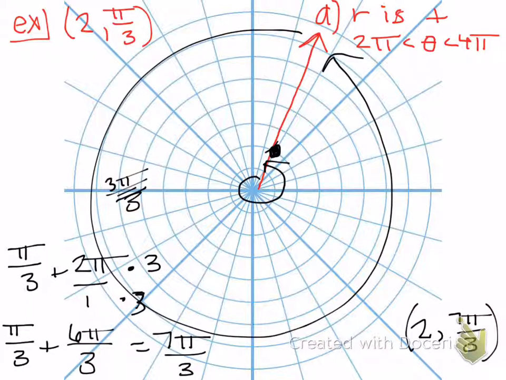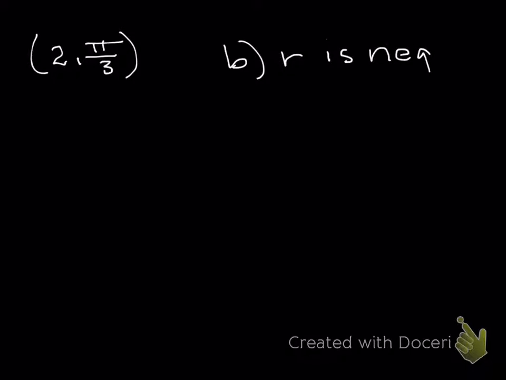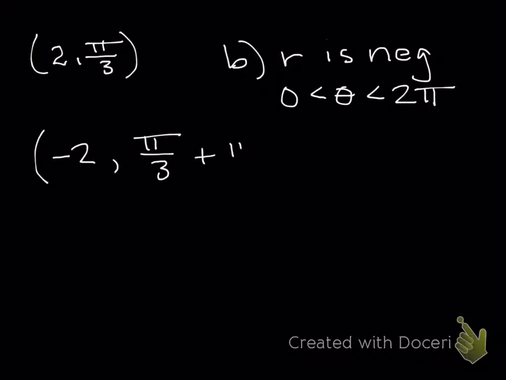So let's try another one, but without the picture, just doing it with the formula. Same coordinate, we'll still do 2 and pi over 3, but now the second scenario I want is r is negative, and I want my angle between 0 and 2 pi. So if you go back to what I said 2 slides ago, I said if r is to become the opposite sign, then we add pi. So my r is going to become negative, so I make it a negative r. Now I have to take my angle and I have to add pi to it.